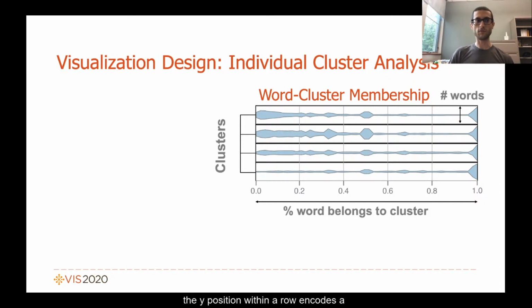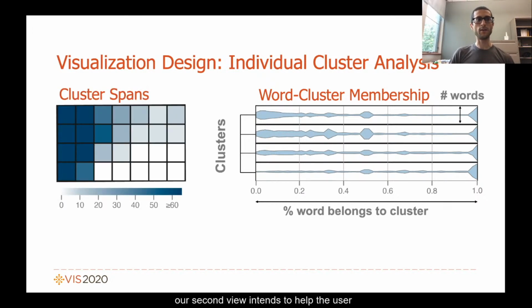The Y position within a row encodes a count of the number of words that a given cluster contains for a particular percentage. This view is helpful in assessing the dependency on context for words within a cluster. For instance, words in the fourth row's cluster are largely context dependent as they largely belong to just that cluster and no others, but there's more variance in word cluster membership in the other rows.